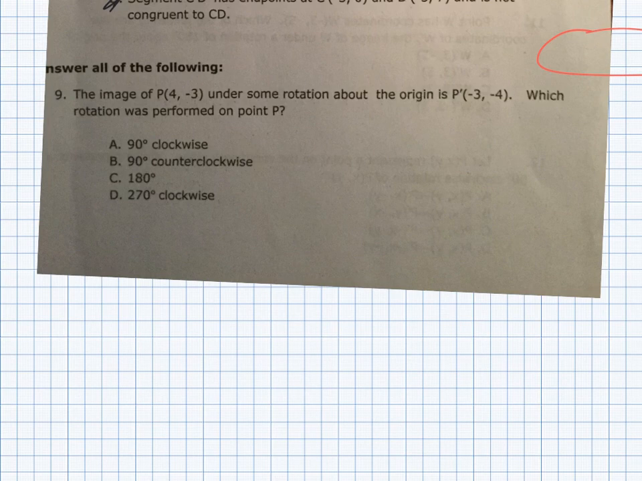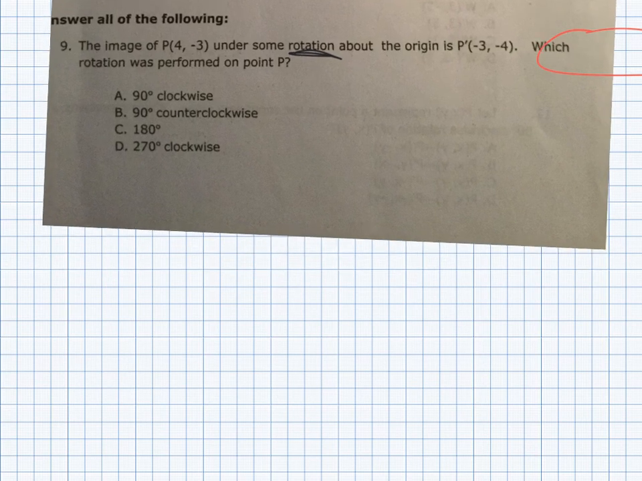Okay, so now we're answering all of the rest of the following. Okay, the image of P, which is 4, negative 3 under some rotation, so I know I'm rotating it, is negative 3, negative 4. Which rotation was performed on point P? So I'm going to graph point P, and I'm going to start turning my paper, or try to turn my paper at any rate, to see where I end up. So let me graph it on the graph paper here first. I think maybe some of you can see what's going on just doing that. And then, since I can't turn this graph paper, I'll have to do it on the other paper.